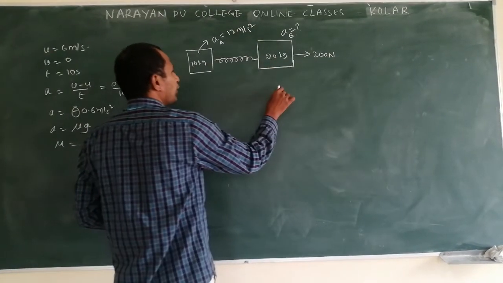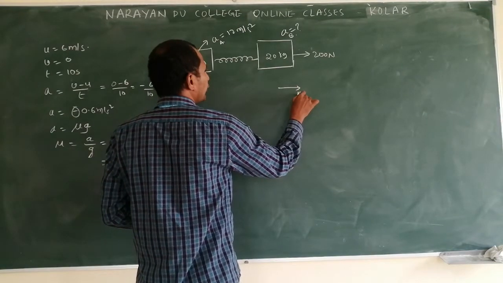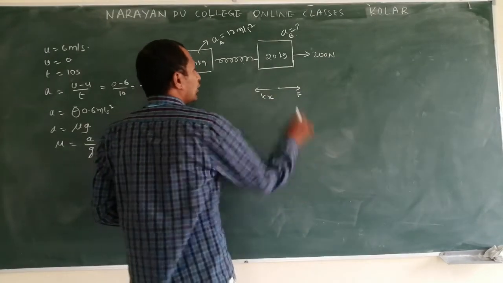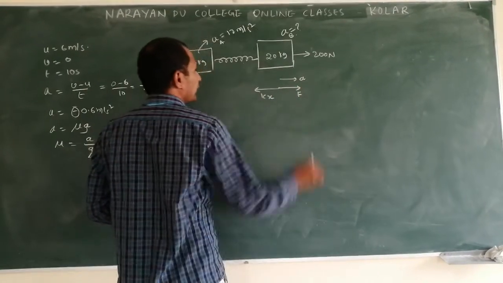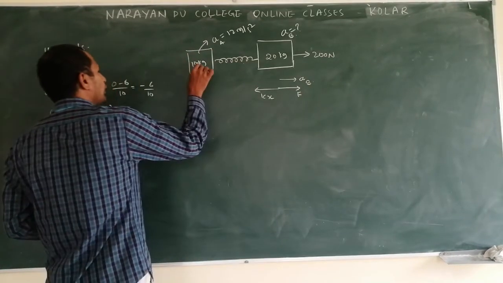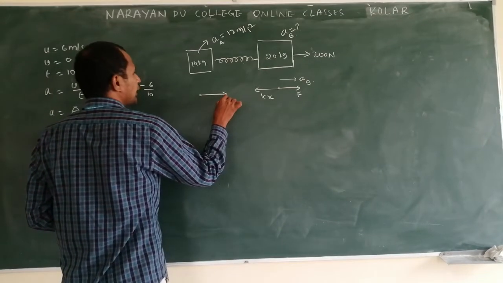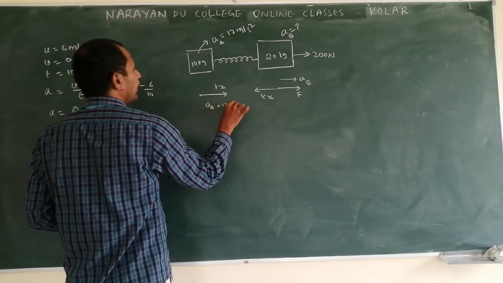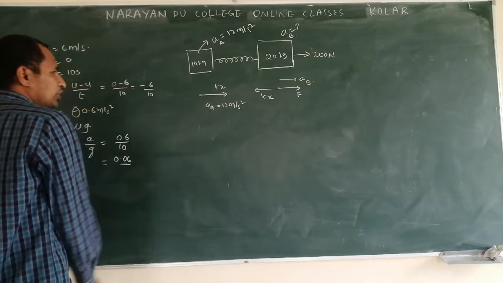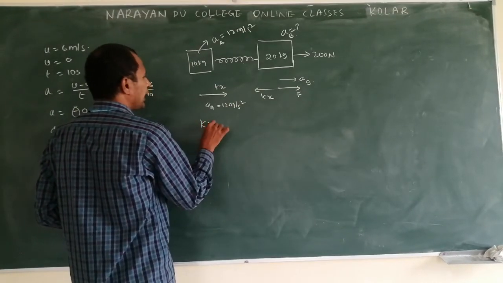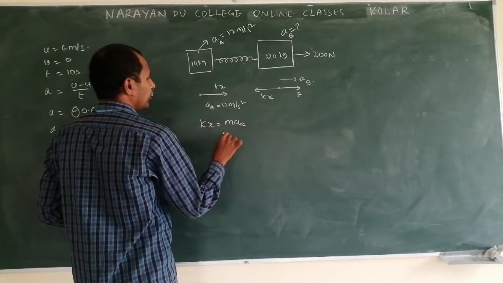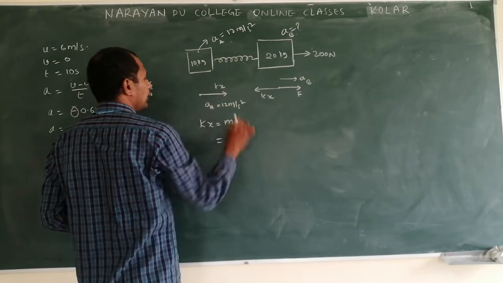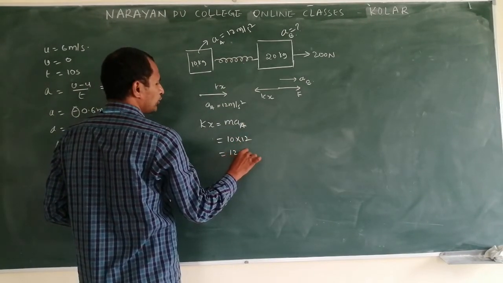Okay, if you draw the free body diagram on this, this is the applied force. Spring force acts in this direction, that is Kx. This acceleration is aB. If you draw the free body diagram for the small block, only the spring force acts, that is Kx. Acceleration is 12 meter per second square. So Kx is the spring force. This is only accelerating. Okay. So mass of the block is 10 kg, acceleration is 12. So Kx is 120 newtons.